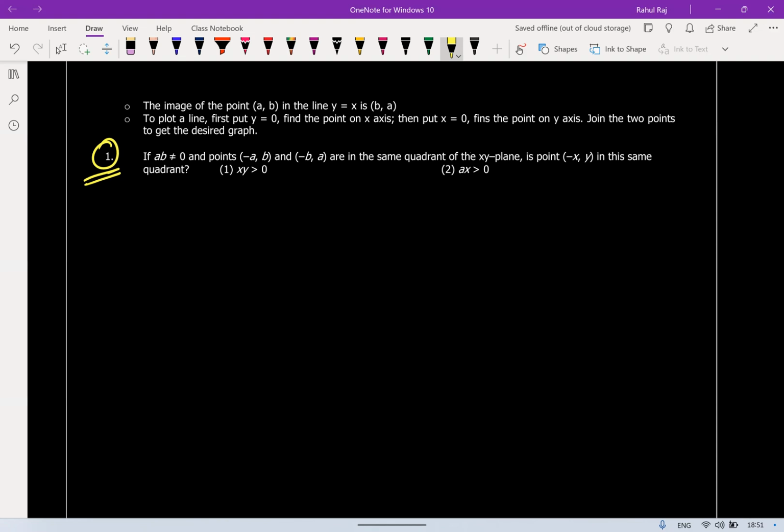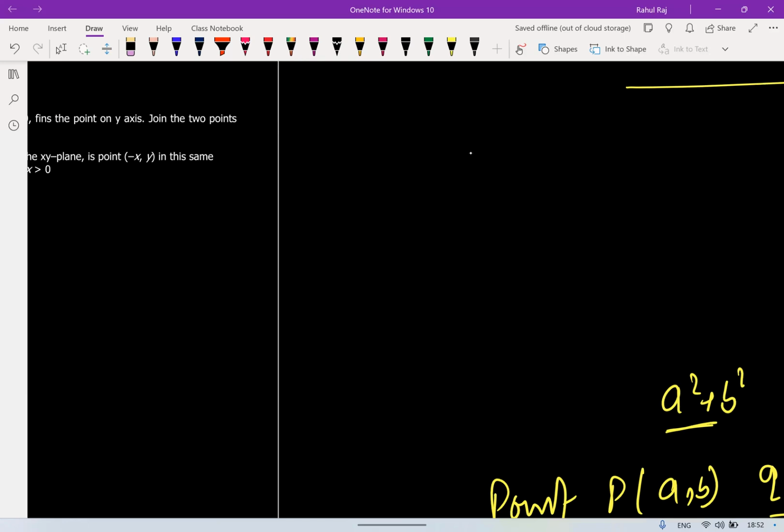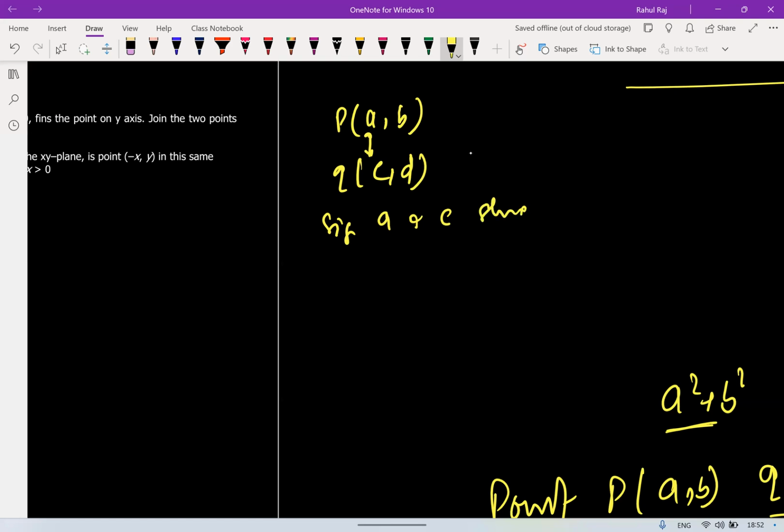So it says, this is a normal understanding, a simple one plane, one line logic. It says that point P is AB and point Q is CD. They will lie in the same coordinate plane when the x coordinates and y coordinates have the same signs. The sign of A and C should be the same, and the sign of B and D should be the same. That's it. This is plain simple logic.